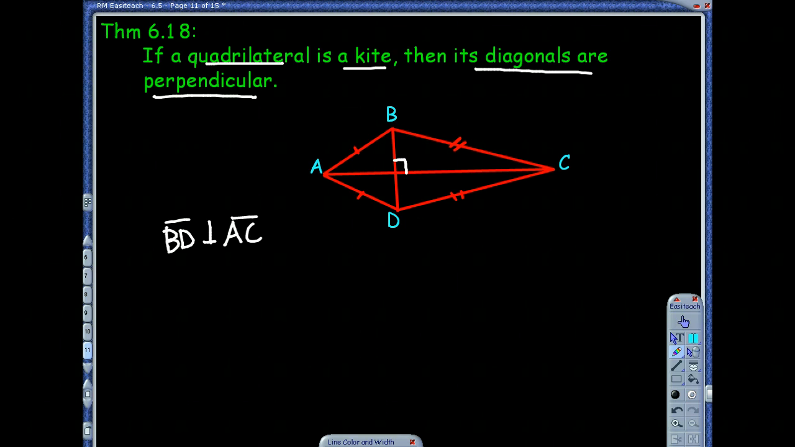I'm going to stress something before we move on: really the only way to show it's a kite is by its definition. All of these theorems say if you have a kite, then what do you know? The diagonals are perpendicular, which also involves rhombuses and squares. So we don't want to limit that idea.